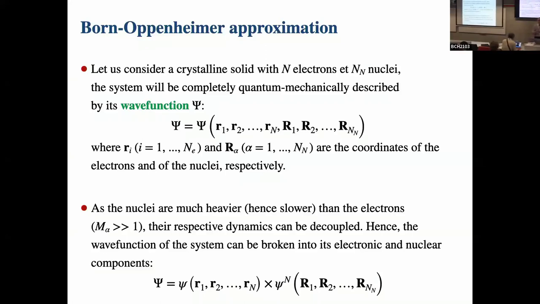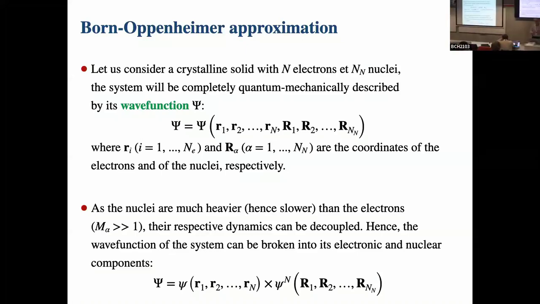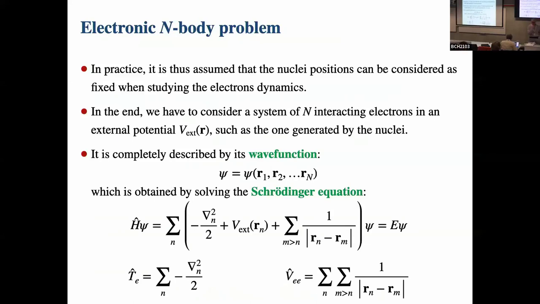The first one is that we separate the movement of the electrons from that of the nuclei, which are way heavier and, as a result, slower. We can consider that the nuclei are fixed when we deal with the electrons. Formally, you do that by separating the variables in the wave function between those that are purely electronic and those related to the nuclei. Once this is done, we're still left with a difficult problem.